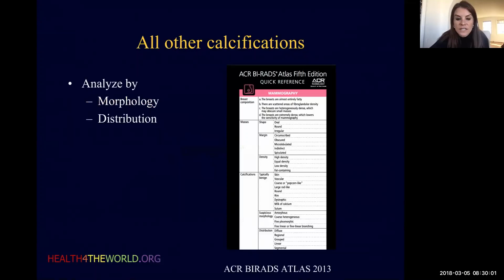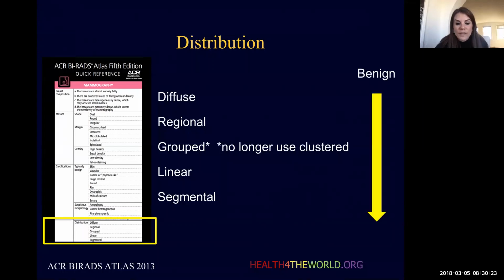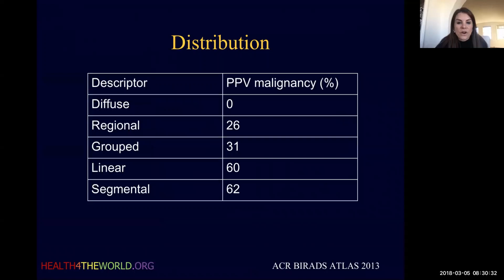I'm going to start this module by reviewing the different distributions. We have diffuse, regional, grouped. Of note, we no longer use the term clustered in our BI-RADS lexicon. Grouped has replaced the term clustered, and then linear and segmental, and these are in order of most benign to most suspicious calcifications based on their distribution. So let's review what each of these distributions are.